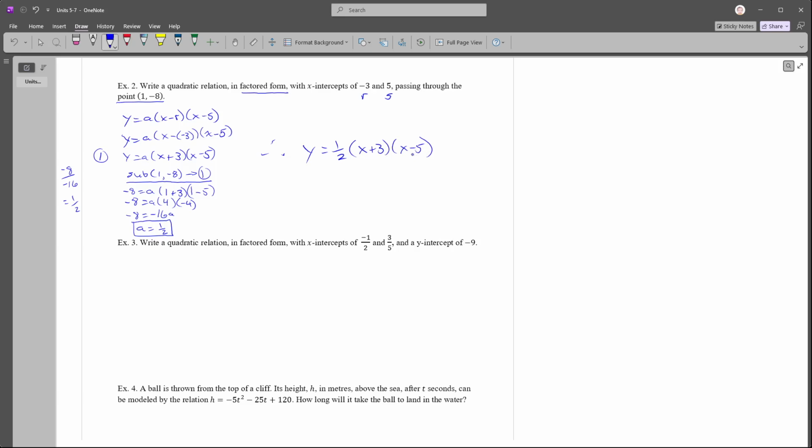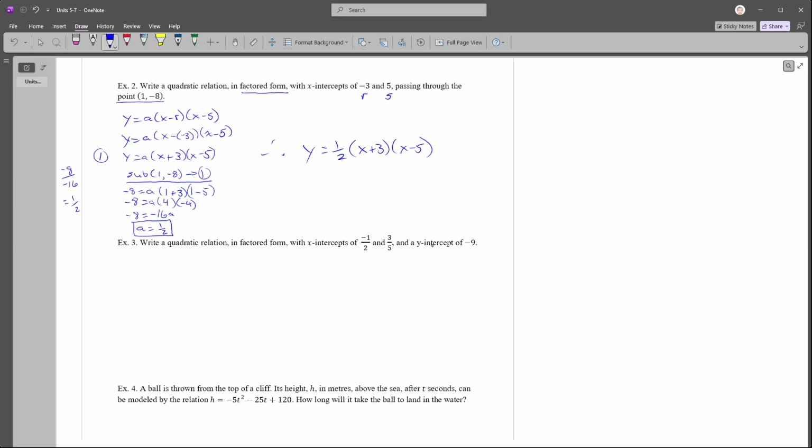Now, this is a pretty standard type of question to get. Now, the numbers in this one were super simple. Let's try the same question, but this time with slightly more challenging numbers. So again, we're going to write a quadratic relation in factored form. We know its x-intercepts. Okay, so we know that one of the x-intercepts is at negative 1 over 2, and the other one is at 3 over 5. Now you're thinking, oh, that's just r and s. Yeah, but we want to clean that up quite a bit.